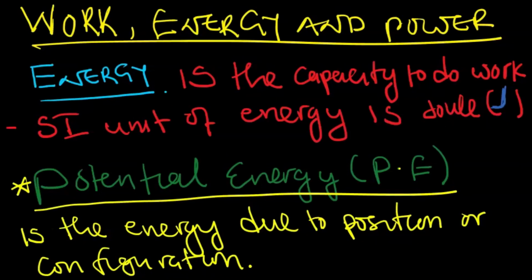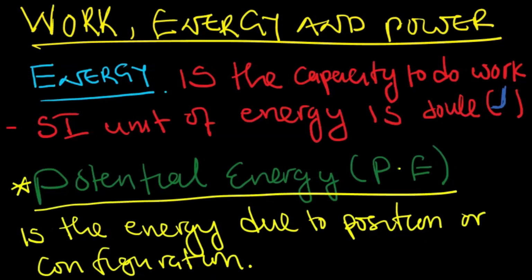So having looked at work, let us now look at energy. So what is energy? Energy is defined as the capacity to do work, or you can define it also as the ability to do work. That is energy. The SI unit of energy is joule. Okay, there are different types of energy, but in this topic we'll focus on mechanical energy. And there are two types of mechanical energy. That is potential energy and kinetic energy.